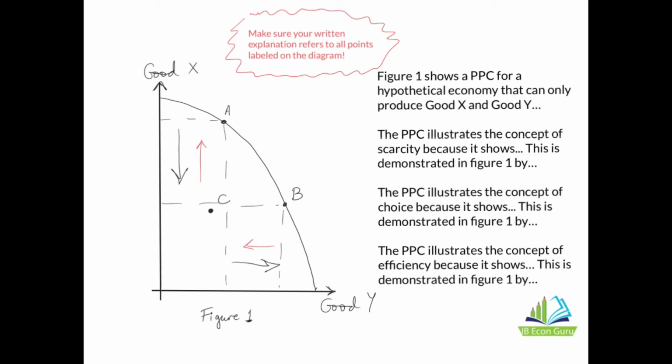So I drew the diagram and then I said something like, figure 1 shows a PPC for a hypothetical economy that can only produce good X and good Y, and so on. The PPC illustrates the concept of scarcity because it shows so and so. This is demonstrated in figure 1 by, make sure you come back to the diagram, and then the next paragraph. The PPC illustrates the concept of choice because it shows so and so. This is demonstrated in figure 1 by, and then come back to figure 1 and talk about how figure 1 shows the concept of choice.